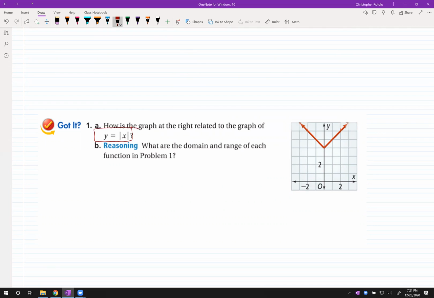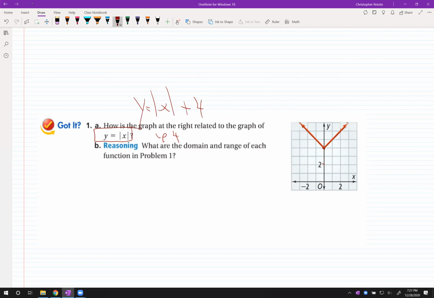So this is just the parent, right? So what I'm going to do here is go, okay, so that's 2. That must be 3. Okay, 1, 2, 3, 4. So it must be up 4. So what does that make the function look like? y equals absolute value of x. How do I move it up 4? I go +4. That's exactly how I do it.